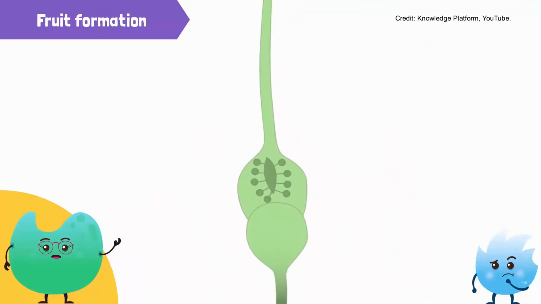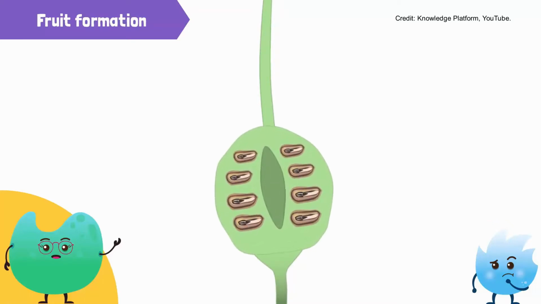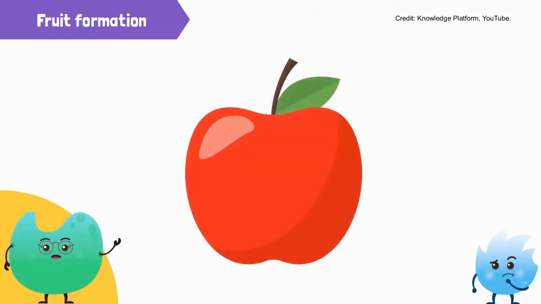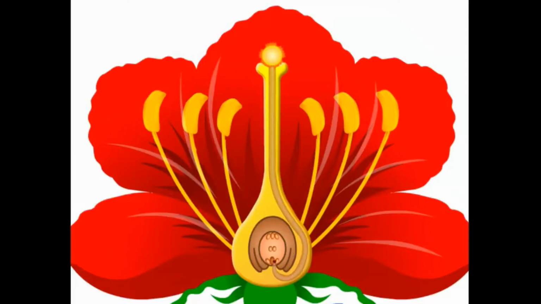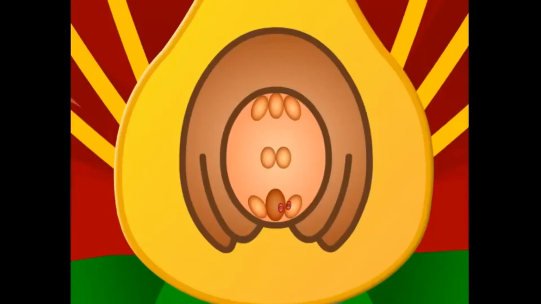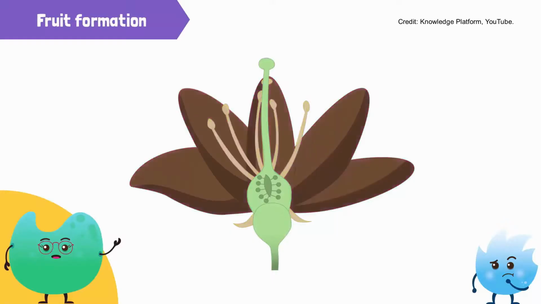And now the tiny eggs will transform into seeds. Now the job of that swollen ovary, or the fruit, is actually to protect those precious seeds. And once that happens, the floral parts are no more needed and they just wither.